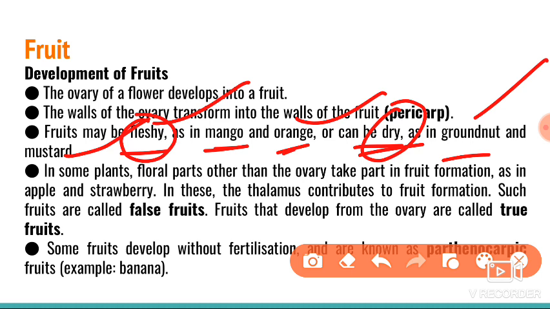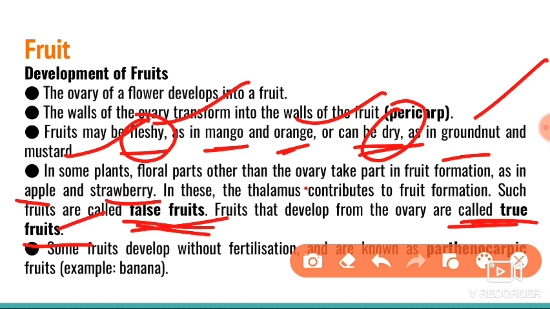That is, types of fruits. There are mainly 2 types of fruits we can see here. One is false fruit, another is true fruit. Very simple. They have given the examples for false fruit: apple and strawberry. Both strawberry and apple are false fruits.